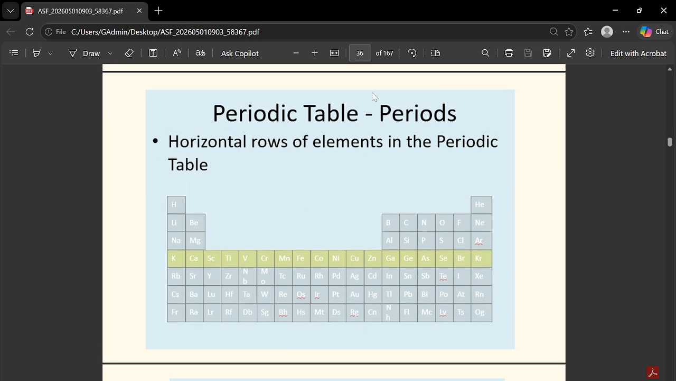Another thing I want to talk about is the horizontal rows of elements in the periodic table. Talking about metallic character, typically on the left side down here, you have the more metallic elements. But as you move from left to right, the elements become less metallic. This side is usually all the metals, and this side typically has the non-metals.